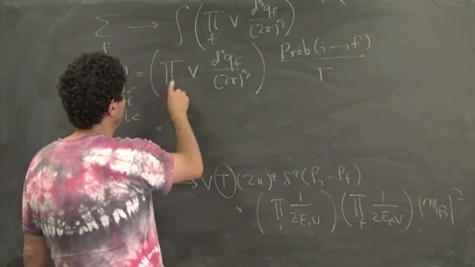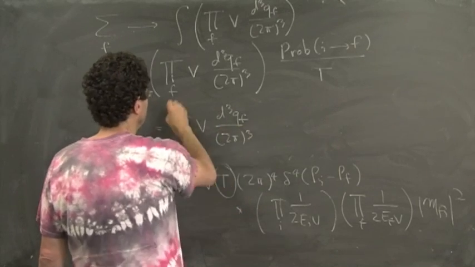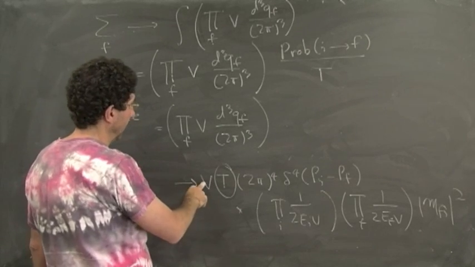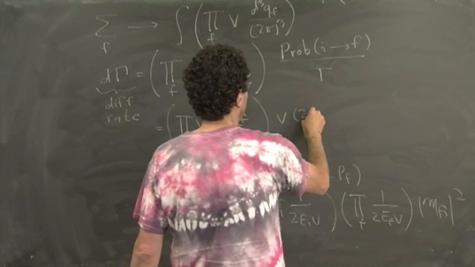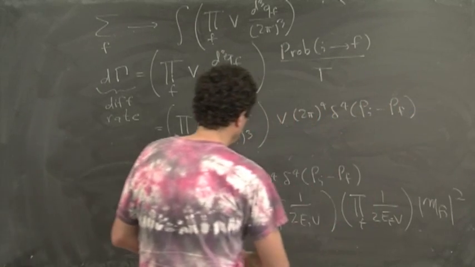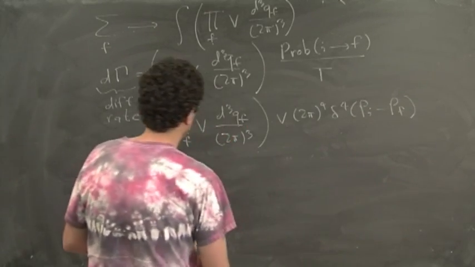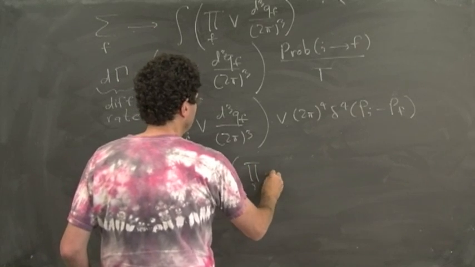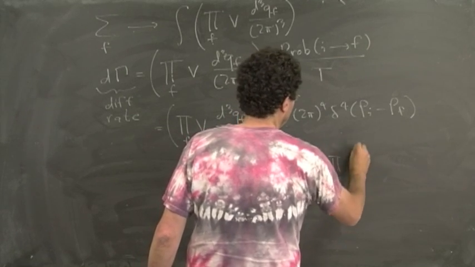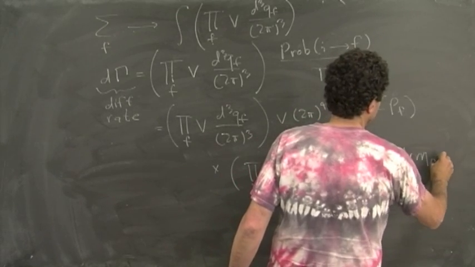And then let's write the rest of it out. Okay, so I have my measure, 2 pi cubed, okay, for each final momentum. And then I have this factor here without the t, because I divided by t over here. I have a volume. I have my 2 pi to the 4th, delta 4th, p initial minus p final. And then I have these other factors left over. I have, for each initial guy, 1 over 2 E V, and for each final guy, I have a 1 over 2 E final V. And then I have my matrix element squared.